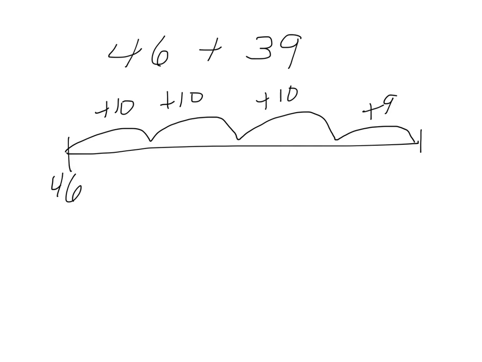So I make my first 10 jump and I get to 56. I make my second one and get to 66. I make my third one and get to 76. Now if I jump 10, I would get to 86, but I'm only jumping 9, so I know I'm going to end up at 85.